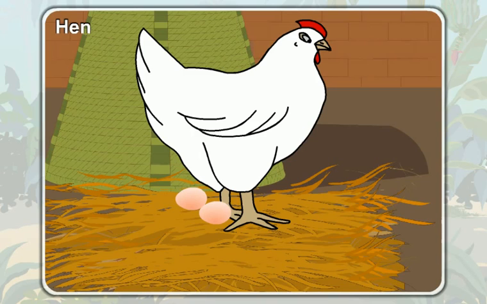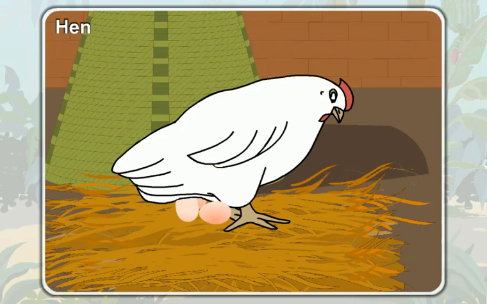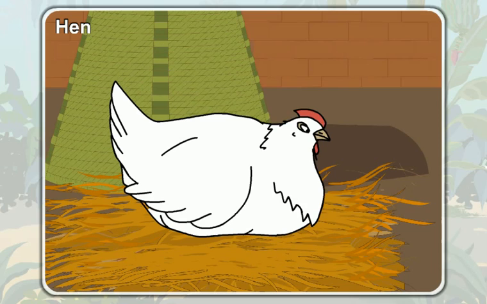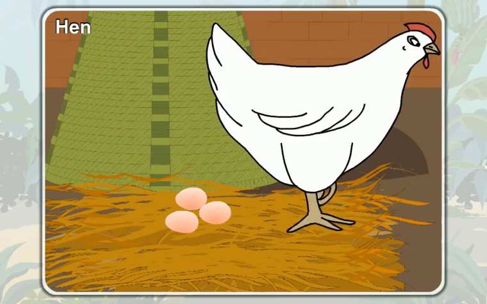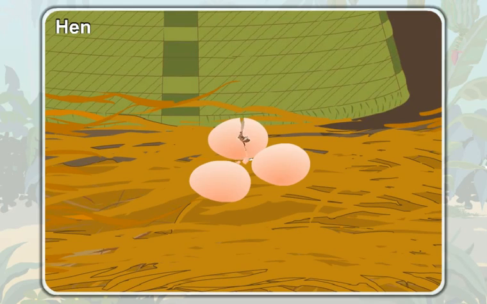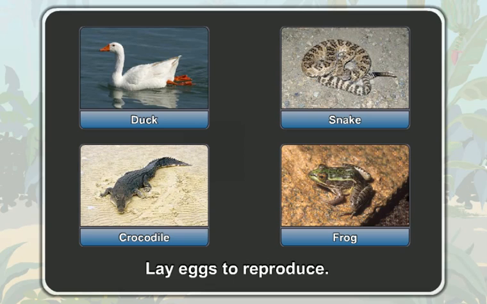This is a hen. You all know that a hen reproduces by laying eggs. A hen first lays eggs. After that, it continuously sits over its eggs, covering them under its feathers. After 21 days, a chick hatches from the egg. Like a hen, a duck, a snake, a crocodile, and a frog also lay eggs to reproduce.